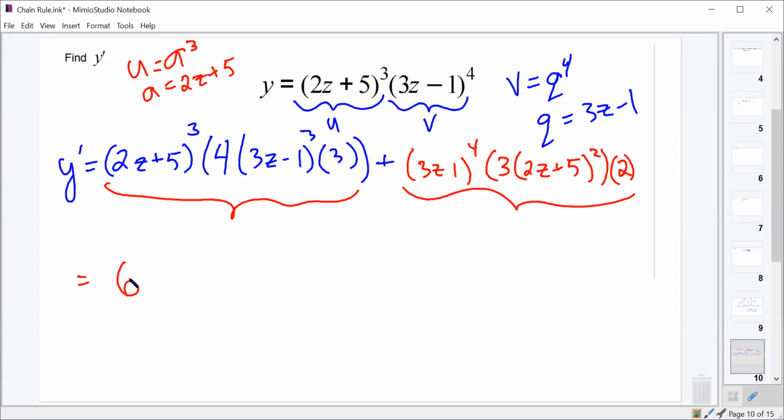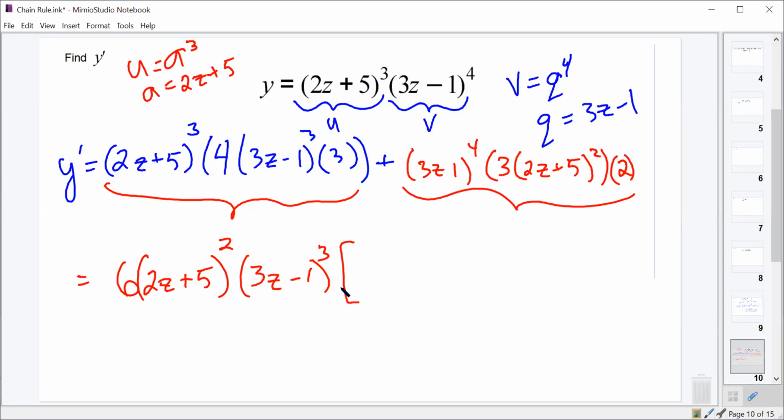And then let's see, what else? This has a 2z plus 5 to the third, and this has a 2z plus 5 to the second. So what can I take out? 2z plus 5 to the second. And if this one has 3z minus 1 cubed, and this has 3z minus 1 to the fourth, what can I factor out of that? 3z minus 1 cubed. Yep.